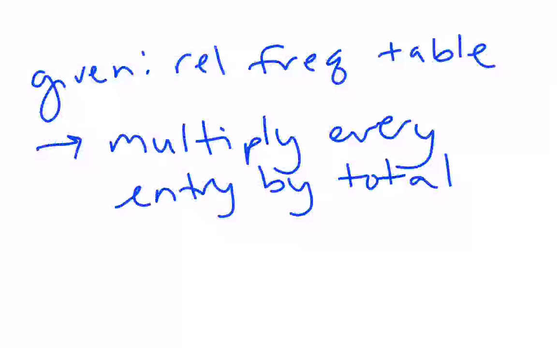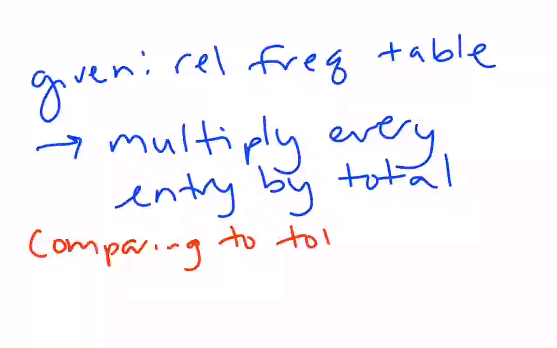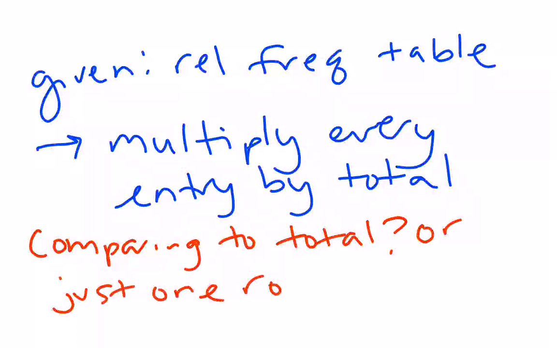So let's write a little note for ourselves. I'm going to do that in red because it's really important. Are we comparing to total or just one row or column? Okay, so review those last two things that we wrote outside of the notes, and that's how we're going to be approaching the problems.